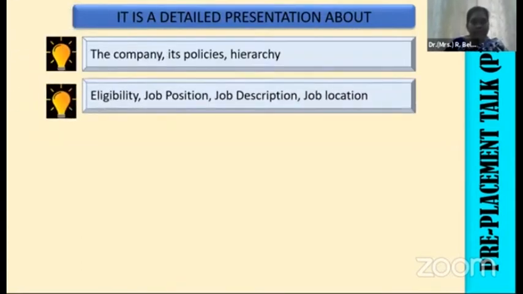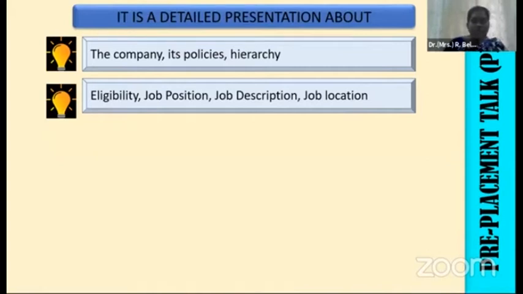Okay, they will next talk about the eligibility. When I say eligibility, this job for which we have come is eligible only for BA English students, BSc Viscom students, BCom students or science students, and you should have got 60 percent. Or they can talk about standing arrears, only girls. All these eligibilities will be presented in the pre-placement talk.